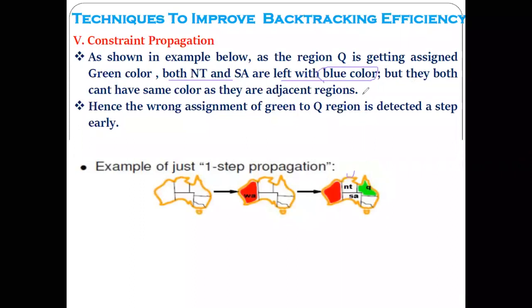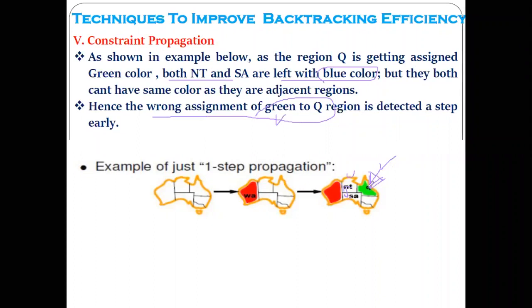Yes, blue. But these NT and SA are neighbors of each other. Can you give the same color to both regions? No, because they are adjacent regions. So hence you can decide here that the assignment of green color to the region Q is wrong. Yes or no? Yes. So this is getting detected early. Wrong assignment of green to Q is getting detected early or not? Yes, it is getting detected early, one step early.